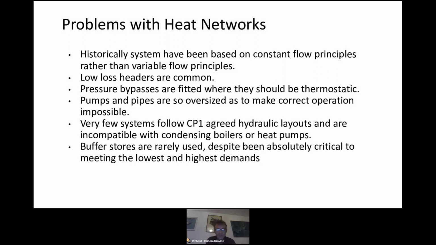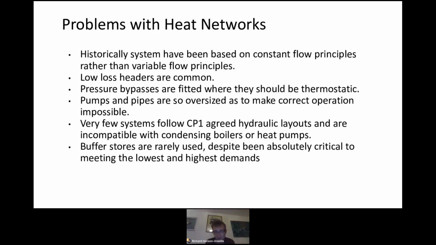Okay, a few more problems, a little bit more specific. Historically, systems have been based on constant flow principles rather than variable flow principles. Today, it's all about low return temperatures to make heat sources more efficient, because in the old days, it was about keeping the heat piping around the system to keep temperatures up. As a result of that, things like low loss headers, which are pretty criminal, are commonplace. Pressure bypasses are still fitted where they should be thermostatic. This has been stated in guidance for years, but we're still seeing optimization scheme results where they're saying that people should be fitting pressure bypasses. So there are some real big problems about that stuff.